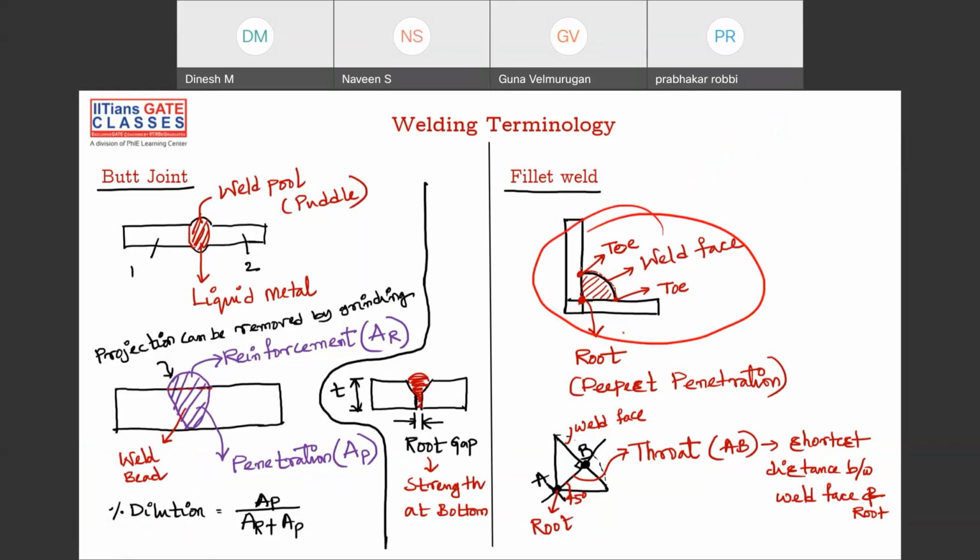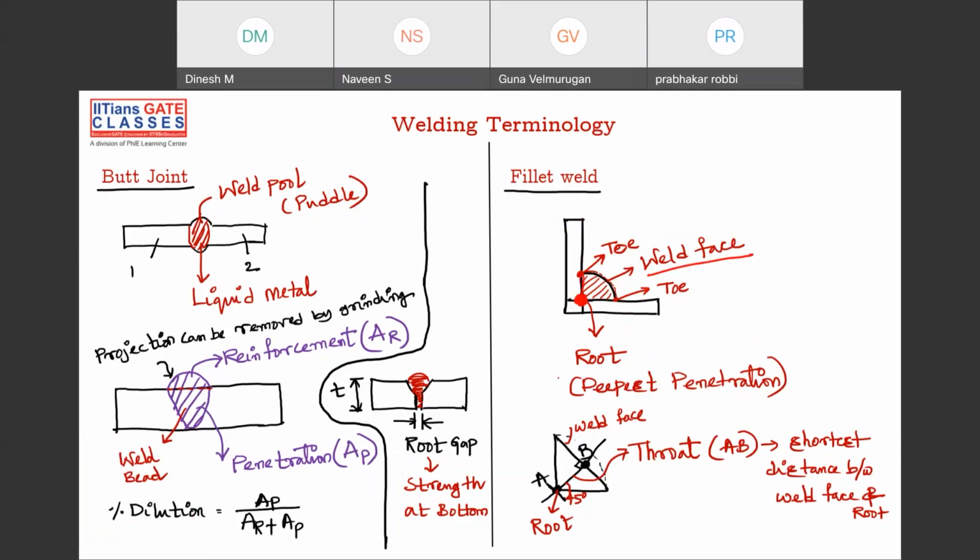So this is full welding. The contact between the weld and the plate is known as toe. This is toe, this is toe. And this is your weld face, the face of the weld. And the deepest penetration at this point is known as the root. This is what is root.